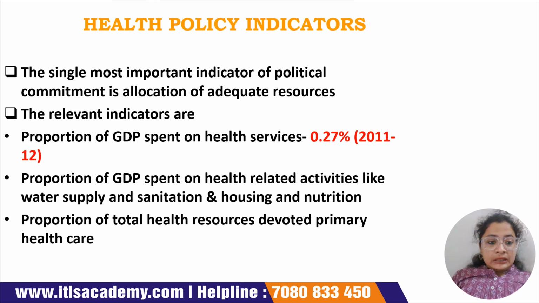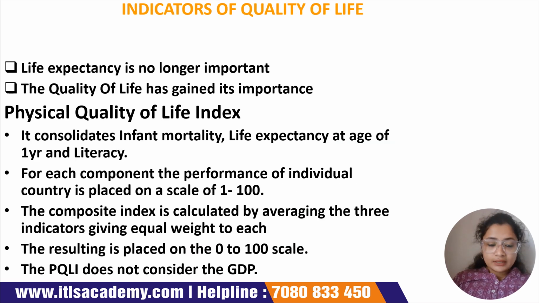Next, coming to health policy indicators. It is the single most important indicator of political commitment, that is, allocation of adequate resources. Some relevant indicators are the proportion of GDP spent on health services, which is around 0.27%. But this is the data of 2011 to 12, so it is much older data. Then the proportion of GDP spent on health related activities like water supply and sanitation, housing and nutrition. And the proportion of total health resources devoted to primary health care.